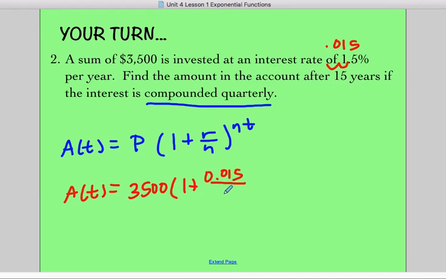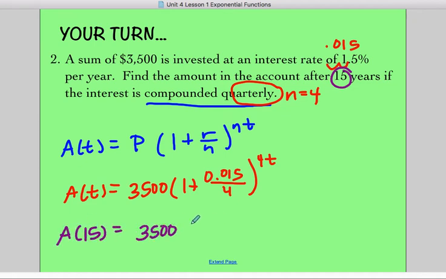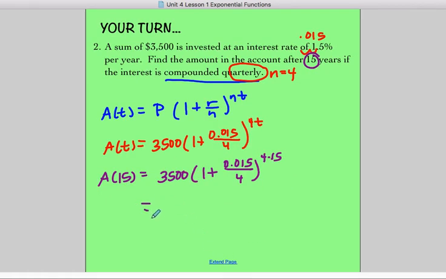Divided by n. n is the number of times, quarterly. So n is 4. To the 4t. And we are specifically finding it after 15 years, so now we're going to plug in 15. So A of 15. So this is a lot of just now typing it into your calculator. So 4 times 15. People will get these wrong if they don't take their time now to try and type it into your calculator. So make sure you do that. Okay. So when you do this, you will get $4,381.29.